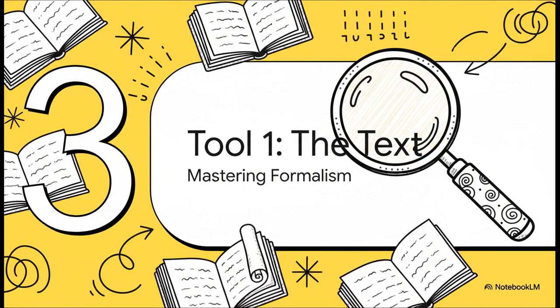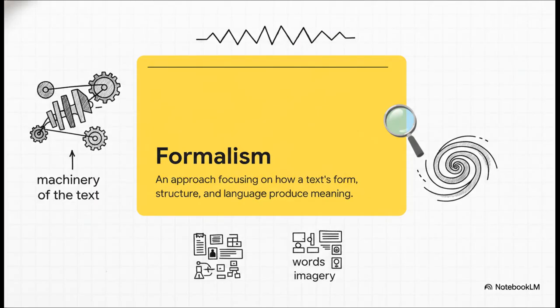Right, let's get our first tool out of the box. This one is absolutely essential for any kind of close reading, especially with poetry. It's called formalism, and it's all about putting the text itself directly under the microscope. And this definition just hits the nail on the head. A formalist doesn't just ask, so what's this poem about? No, they ask, how does the rhythm, the rhyme scheme, the imagery, and the sentence structure all work together to create a specific feeling or idea? You see the difference? It's a focus on the mechanics, the machinery of the text itself.